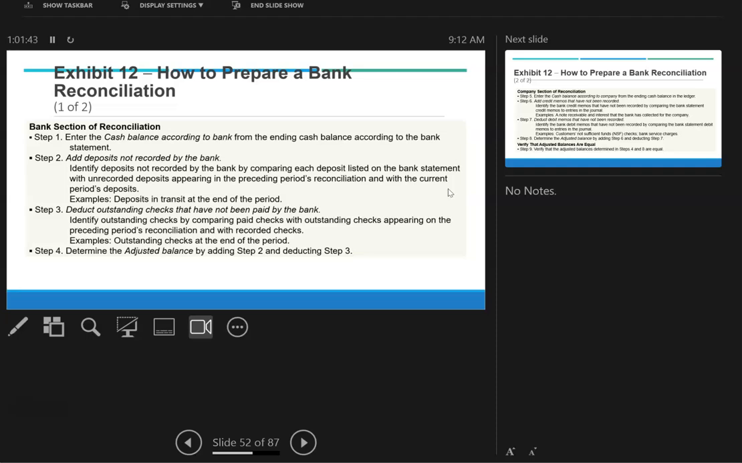So the first thing we're going to do is enter the cash balance according to the bank. Then we'll add deposits that haven't been put into the bank yet. Then we'll subtract outstanding checks that haven't gone through the bank yet. And then we'll come up with some different things and determine the adjusted balance.